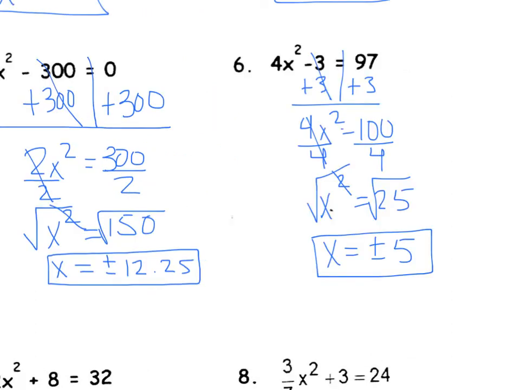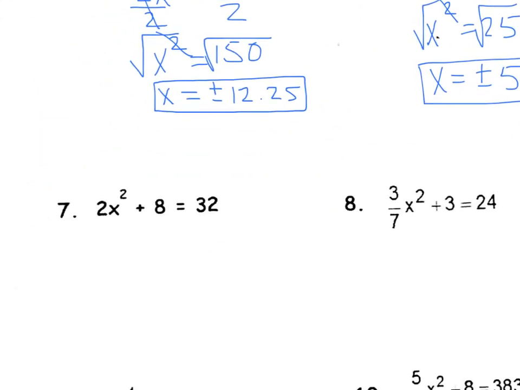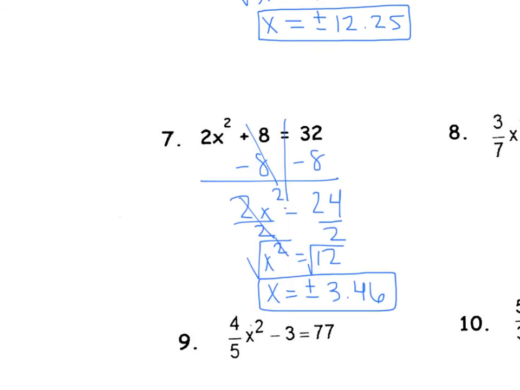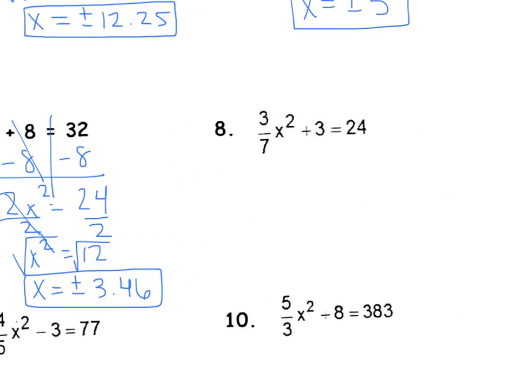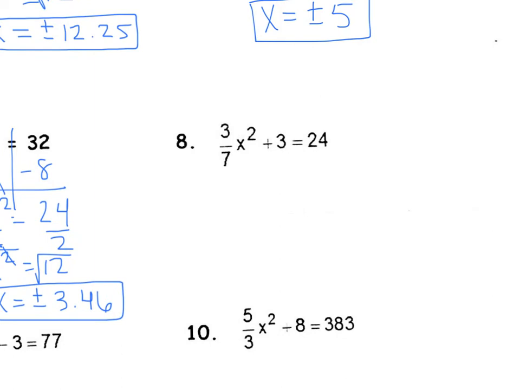Here's the answer to number 6. x equals plus or minus 5. Okay, and number 7. x equals plus or minus 3.46. Now, fractions always present issues in and of themselves, but the problem isn't any different than what we just did. You're still trying to get x by itself. So when we subtract the 3 over, you're going to get 3 over 7x squared equaling 21.